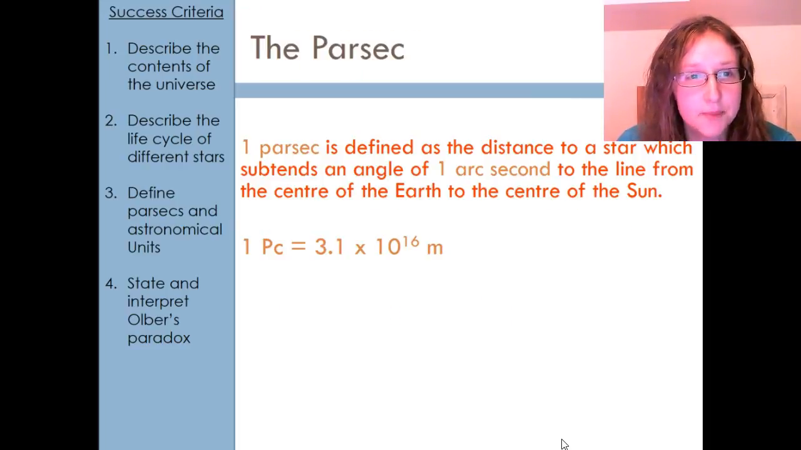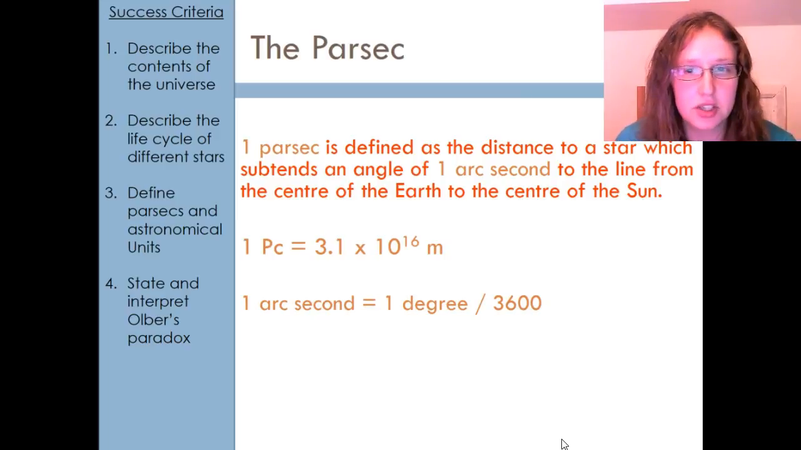Next up we've got the parsec, and 1 parsec is defined as the distance to a star which subtends an angle of 1 arc second to the line from the centre of the Earth to the centre of the Sun. I'm going to show you a picture that will make that a lot clearer. If you're ever asked to define the parsec, I would probably suggest if you can write that out, that's great, but you may also want to draw the diagram as well. They quite often actually just ask for the diagram, so it's very useful to make sure that you know that. But that works out as being 3.1 times 10 to the 16 metres. So that is bigger than the AU, but also bigger than the light year as well.